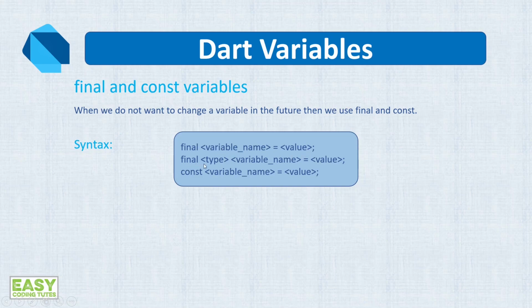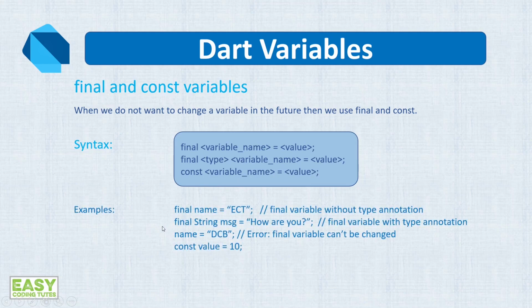And we can give it type also. So final, then type, then variable name is equal to value. And same for const also, const variable name and value. So we can give type for const also. Let's have an example for these.